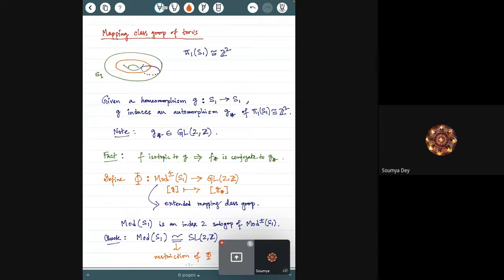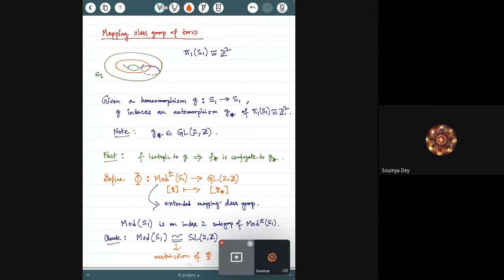So we'll start with the mapping class group of the torus. I hope you remember the definition of the mapping class group. What you do, you consider the set of all orientation preserving homeomorphisms from the torus to torus, and then you quotient by the identity component. So basically you see the homeomorphisms up to isotopy, right?